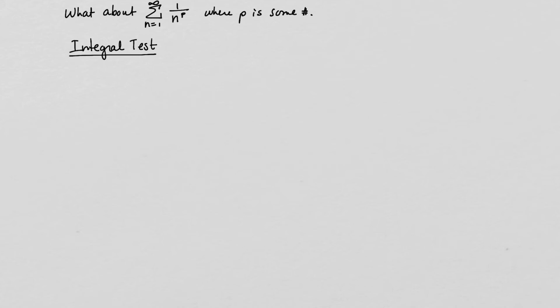So we're going to try to use the integral test. We're going to let f of n be equal to 1 over n to the p. And our n, we're putting in numbers 1 and higher. So the numbers we're sticking in are positive, so this is definitely going to be positive.